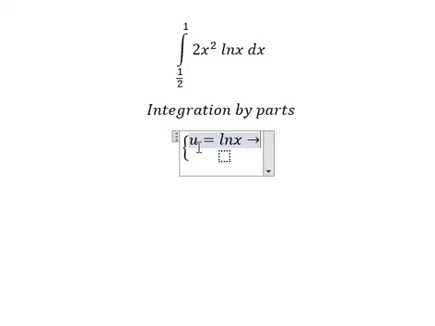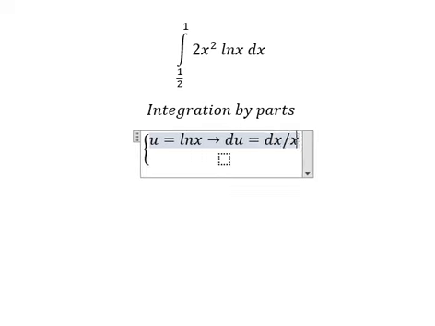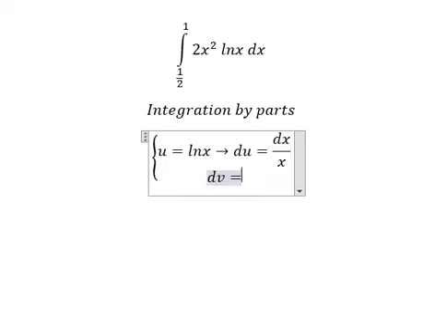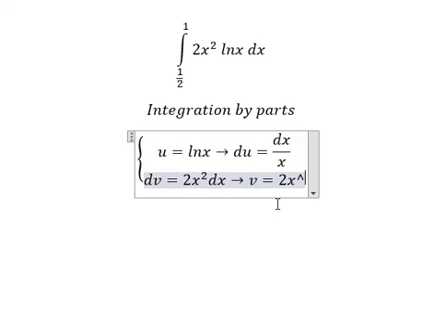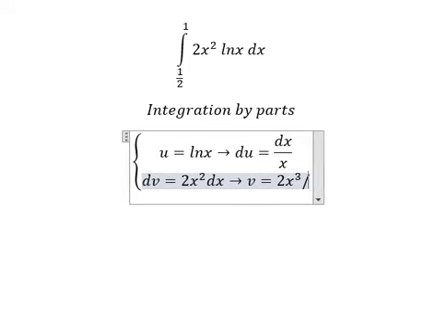Later we need to do first the derivative for both sides, and we have du over ds. dv is about 2s squared ds. The integration of s squared is s to the power of 3 over 3.